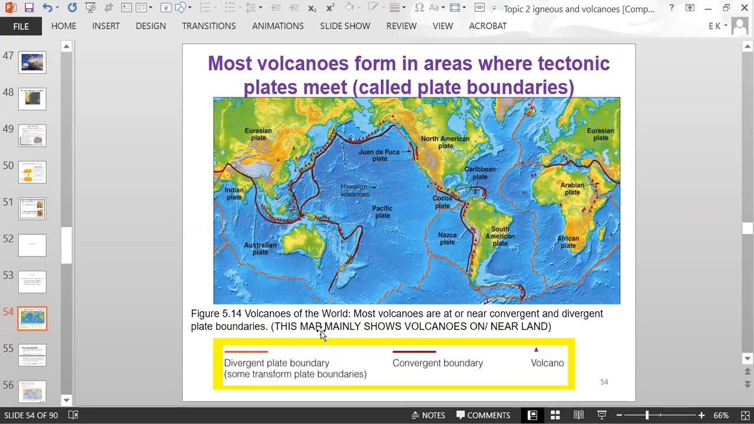Now this map mainly shows volcanoes on or near land. So the mid-ocean ridge has volcanoes, but they're not shown as triangles on this map. But when you go to Iceland, which is on the mid-ocean ridge, you do have the volcanoes showing as red triangles.